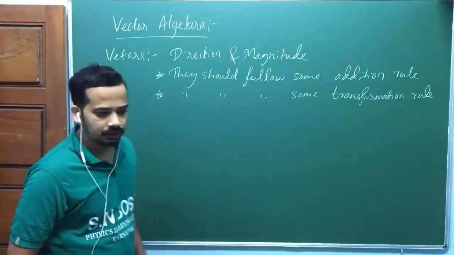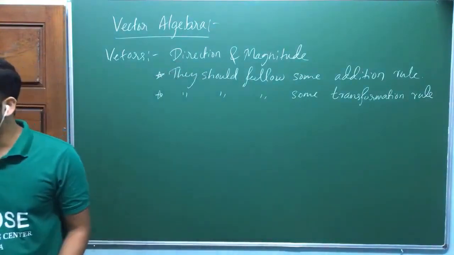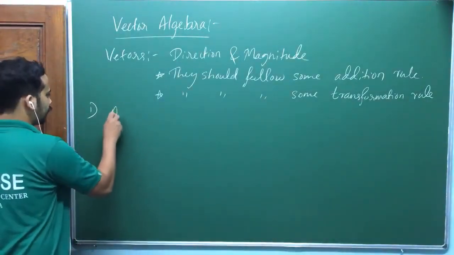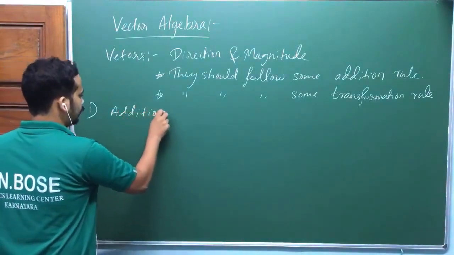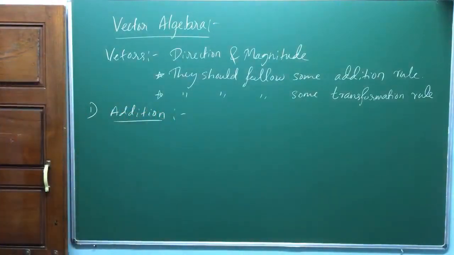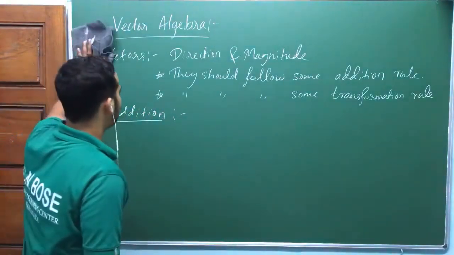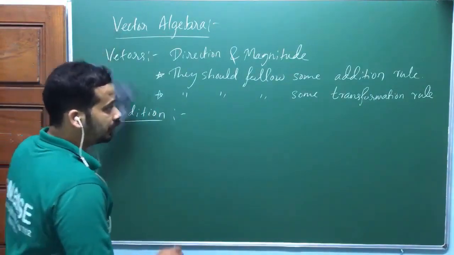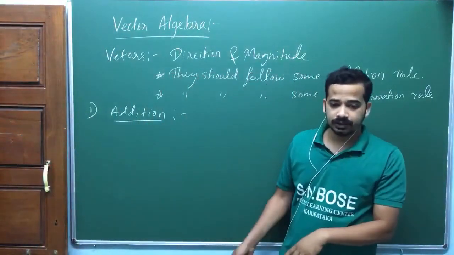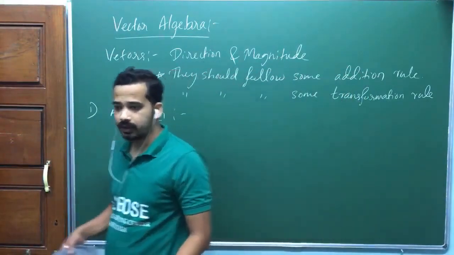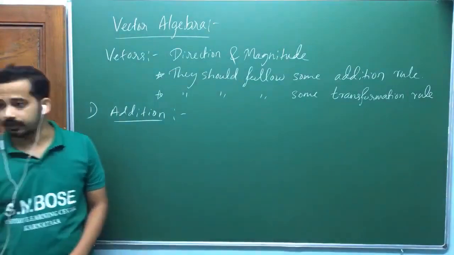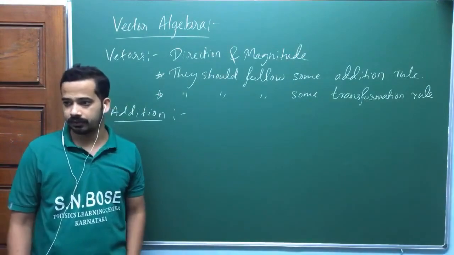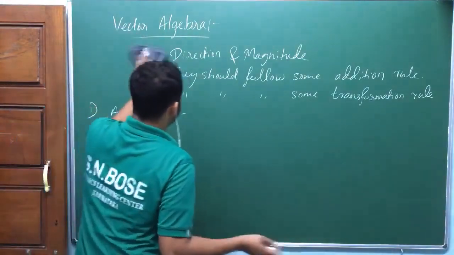Now look at here. We shall list out the laws, rules, whatever I told. So let me start with that one. Addition of vector. So shall I rub it out? They should follow some addition rule and they should follow some transformation rule. Transformation means if you change the coordinate system, how vectors change. That also defines vector actually. If you change the coordinate system, how the quantity changes, that defines a vector actually. Yes. So any question here quickly?